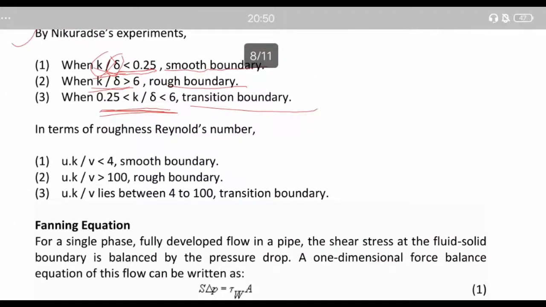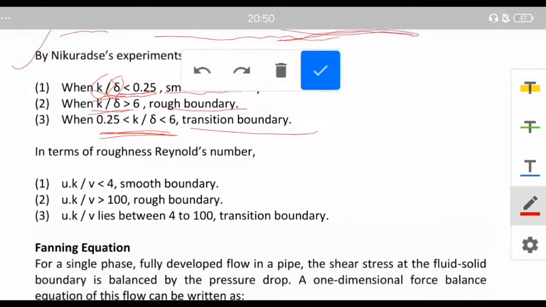In terms of roughness, the Reynolds number can also be used, like U star times K upon nu. If it is less than 4, then it is a smooth boundary. If U star times K upon nu is greater than 100, then you will say that it is a rough boundary, and if it lies between 4 to 100, then it is a transition boundary.